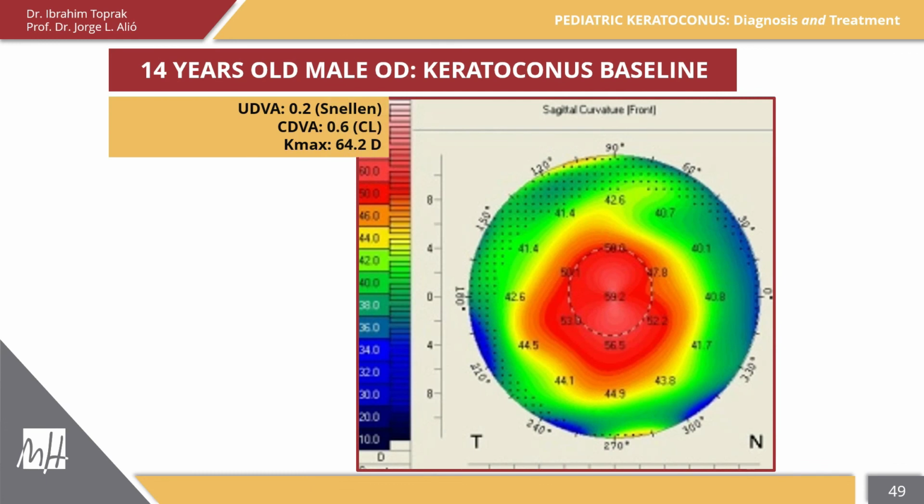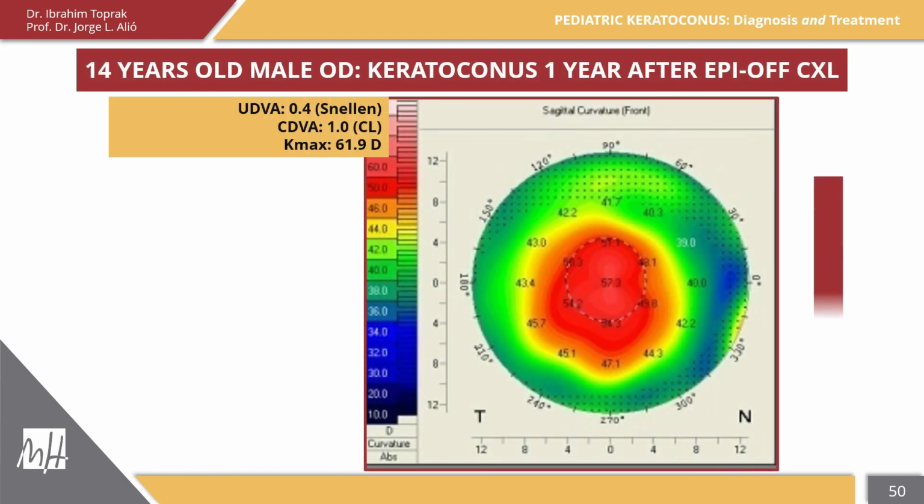This topographic image belongs to a 14-year-old male with advanced keratoconus in his right eye. You can see advanced steepening in maximum keratometry and decreased vision. This patient underwent epi-off cross-linking procedure. At 1-year control, visual acuity was significantly improved and maximum keratometry was significantly flattened.